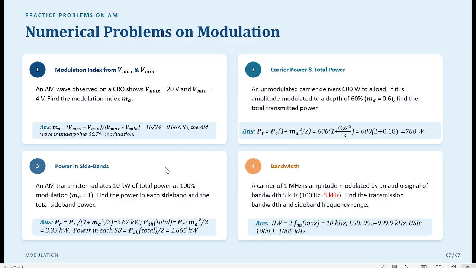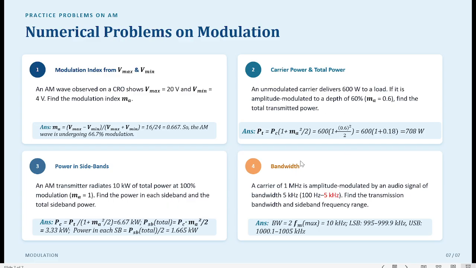In the third problem, power in the sideband, total power is given, then we have to calculate first the carrier power, and then finally we can calculate the total power in the side bands, that is PSB, and by dividing by 2 we can calculate the power in each side band, which is quite small. We can see that 10 kilowatt of power is used here in total, and the power in each side band is only 1.665 kilowatt. So there is a large loss of power in amplitude modulation.